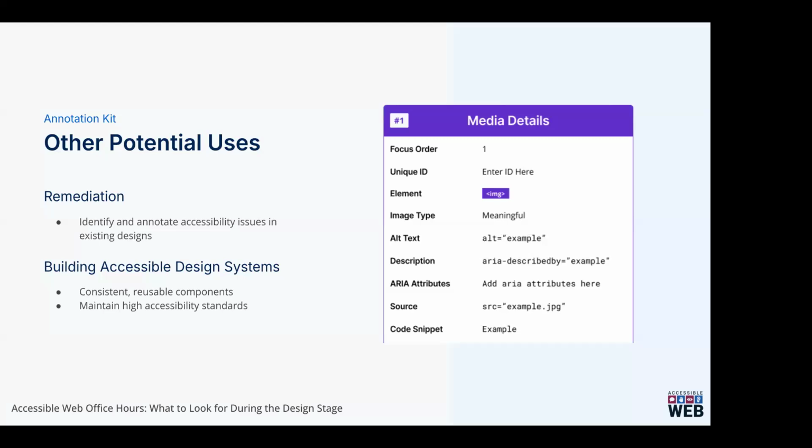By providing specific annotations on accessibility features that are missing or need improvement, we can efficiently guide teams in fixing those issues, ensuring our products meet accessibility standards without guessing games. The annotation kit is also invaluable when building accessible design systems. By annotating components with specific accessibility attributes, such as ARIA roles, labels, and focus orders, we can create a consistent, reusable library of accessible elements. This not only speeds up the design process, but also ensures that every new project adheres to the same high standards of accessibility.